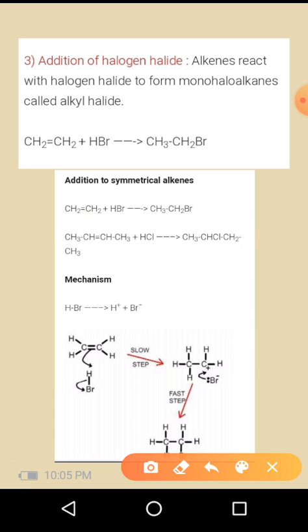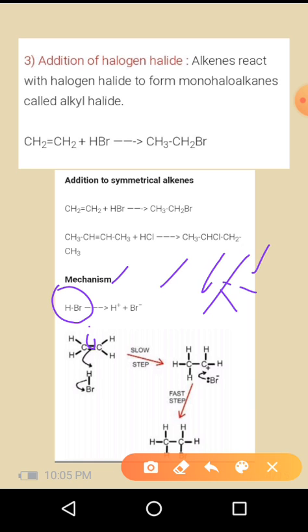So what happens in the mechanism? Initially, HBr is converted into H plus and Br minus ions. In that case, it is attacked by the alkene, that is C=CH2. Usually this becomes an electron-rich center because it contains one sigma bond as well as one pi bond. These pi electrons are ready to delocalize from their original position.